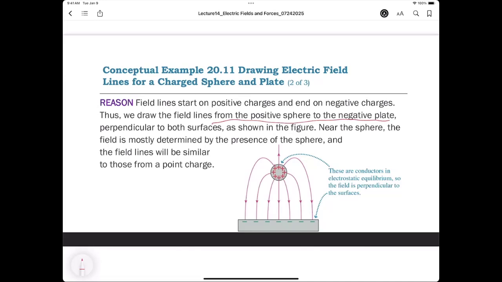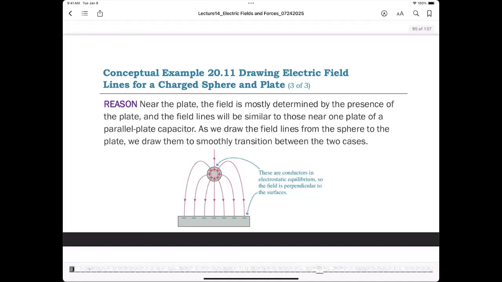So the field is perpendicular to the surface. Does it make sense to you? Near the plate, the field is mostly determined by the presence of the plate, and the field lines will be similar to those near one plate of a parallel plate capacitor. As we draw the field lines from sphere to the plate, we draw them to transition smoothly between the two cases.